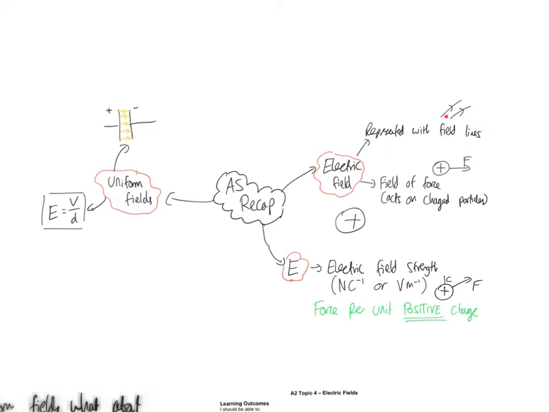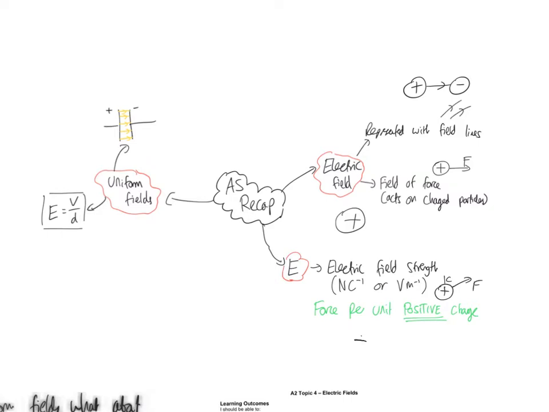We represent fields with field lines, as you know from magnetic fields and gravitational fields, which are lines with arrows showing the direction of the field. The direction of the electric field is the direction a positive charge would move, so it's from positive towards negative. E is the electric field strength. It's important to define how strong a field is, because that's useful to know how much force something will experience.